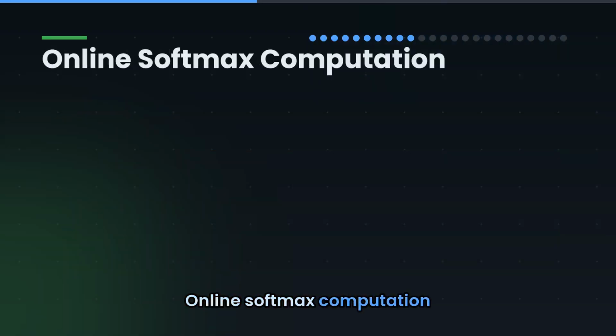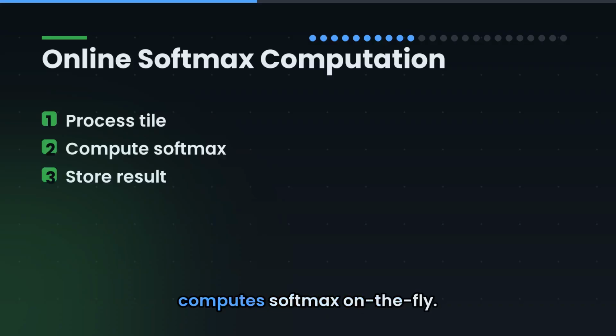Online softmax computation processes data progressively within tiles. Instead of storing large intermediate results, it computes softmax on the fly. This reduces memory usage and eliminates the need to store the entire n-by-n score matrix.